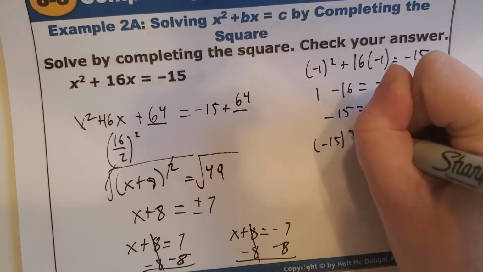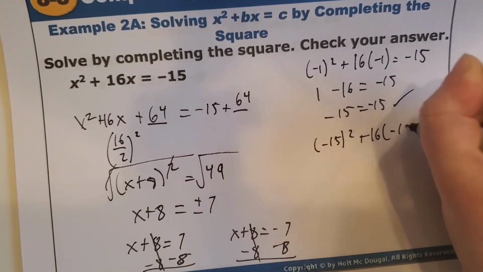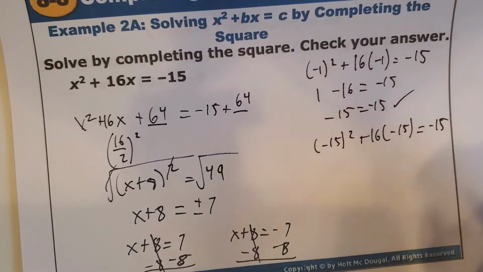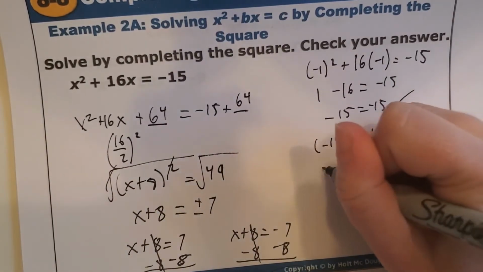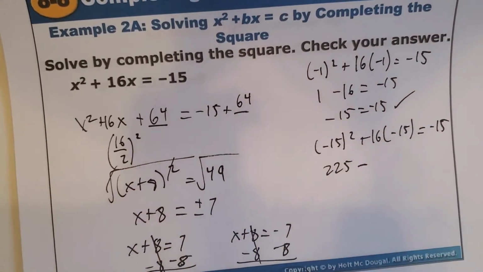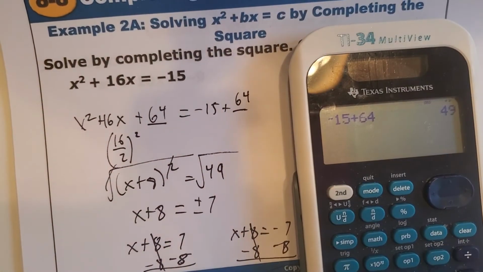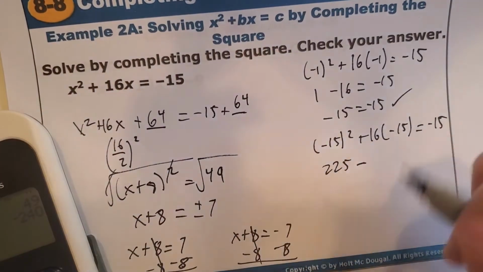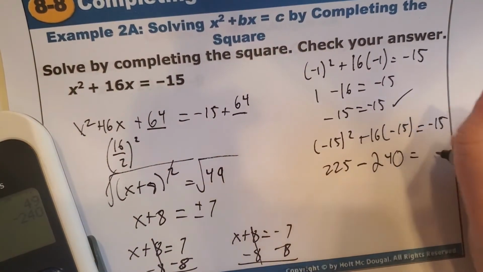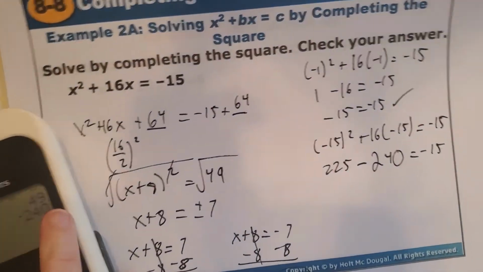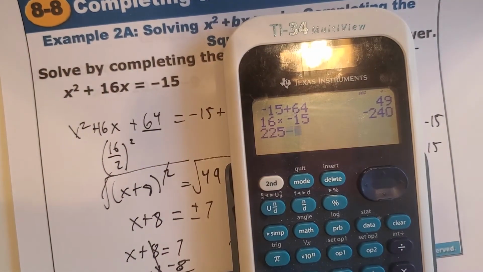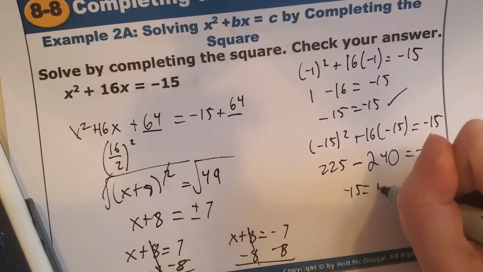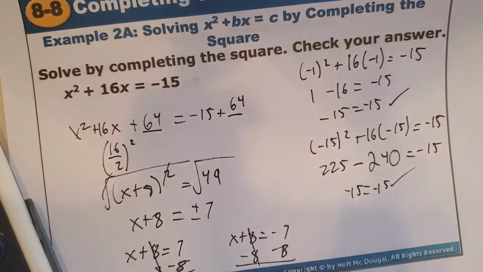Negative 15 squared plus 16 times negative 15 also should be equal to negative 15. Negative 15 squared is 225. We know it's going to be minus because positive times negative is negative, but I don't know, it's negative 240. Okay, so minus 240. And does that equal negative 15? Yes, it does. Sweet.